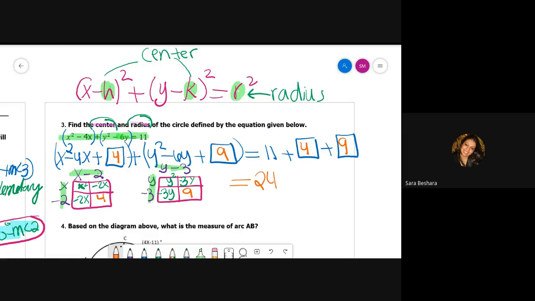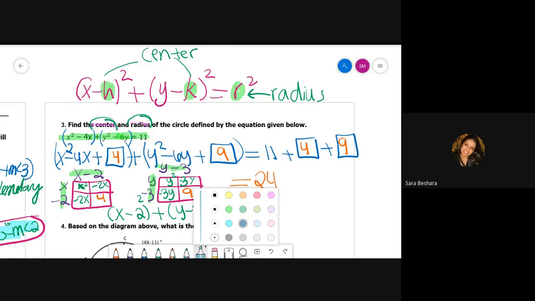So we have x minus 2 and x minus 2. Can we just keep one and put a square on the top? We don't need to write both of them. Plus y minus 3, y minus 3. Can we keep one and put a square on the top? And equal to 24. Where did that number come from? It's actually the addition of 11 plus 4 plus 9. That's the standard form of a circle.